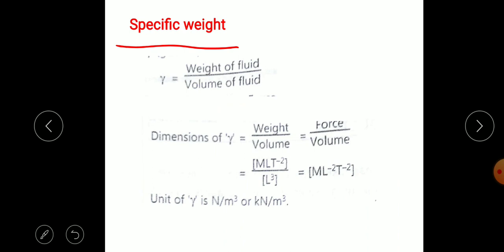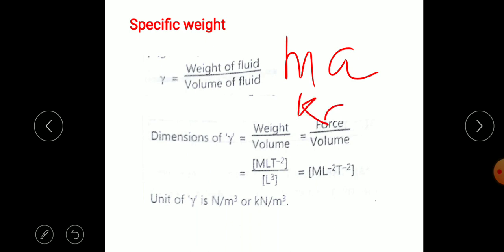So specific weight is the weight per unit volume. So weight of the fluid upon volume of the fluid. So weight you can consider as force upon volume. So force we can consider as mass into acceleration. So mass is in kg and acceleration is meter per second square.